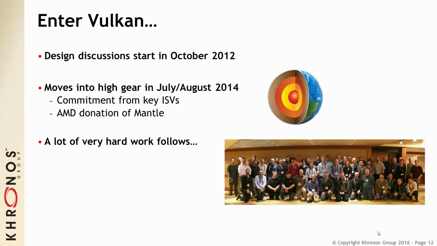And then the biggest boost we got was when they donated the IP in Mantle, our proprietary low-level API, for us to use as a starting point. Committee processes are not really good at coming up with stuff from scratch. They kind of need to start with an artifact that is okay, and they're very good at making it better. And ensues a whole bunch of work.